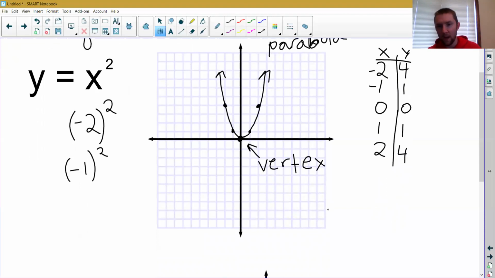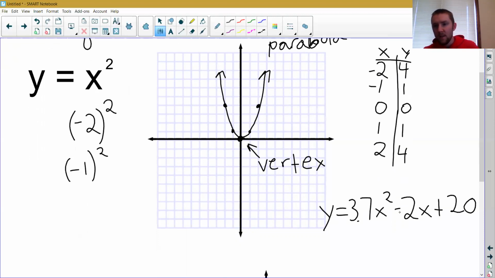Even if you have some equation like y equals 3.7x squared minus 2x plus 20, if you were to put it on a graph and make a table of values, it would make a parabola that looks like this. In this case, it would be a little bit skinnier.